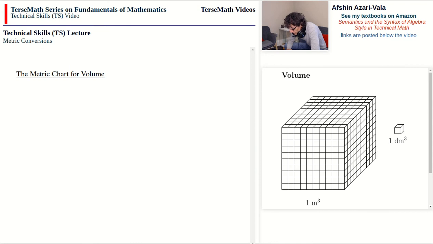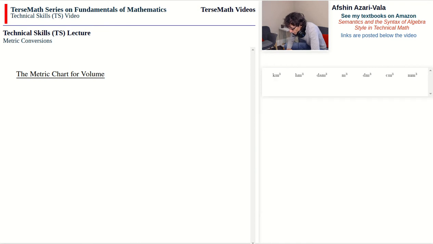Okay, with that in mind, here is the metric chart for volume. We have cubic kilometer, cubic hectometer, cubic decameter, cubic meter, cubic decimeter, cubic centimeter, and cubic millimeter. Now let's say that we choose to go from cubic kilometer to cubic hectometer. Now we have to multiply by 1,000, and the decimal point moves forward over 3 digits. If we go all the way to cubic decameter, then the decimal point moves forward over 6 digits.